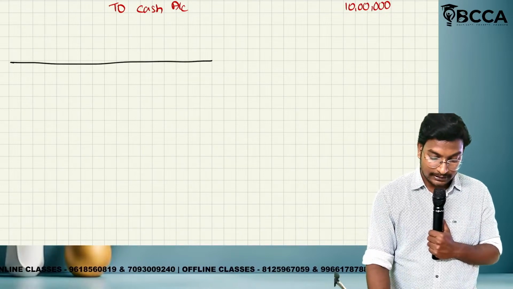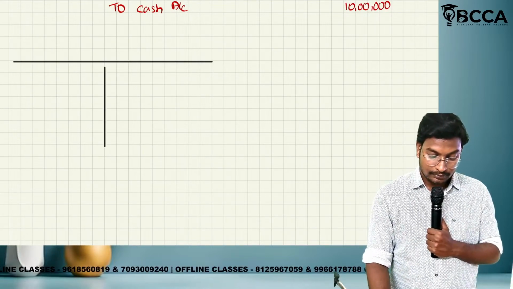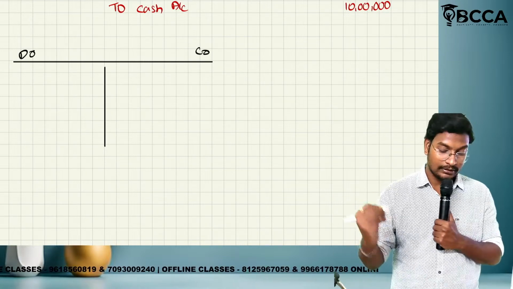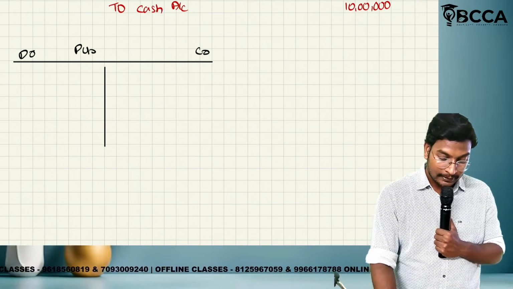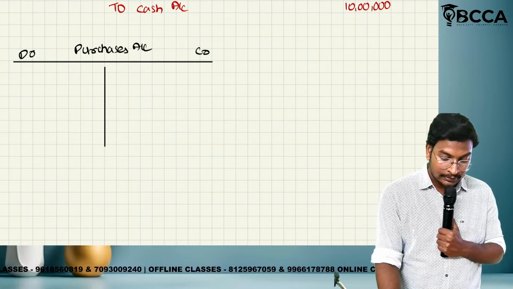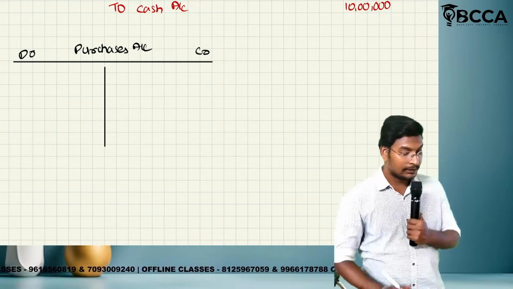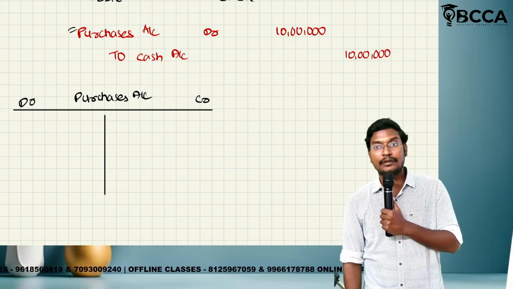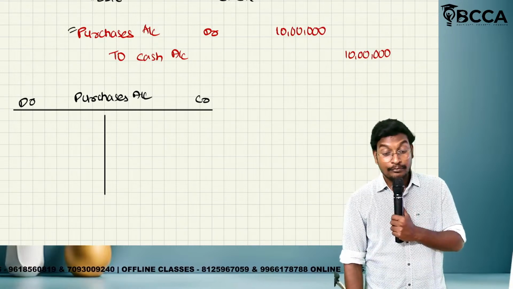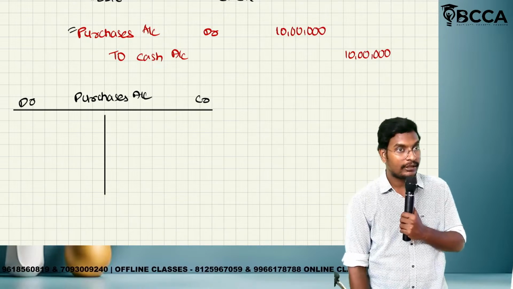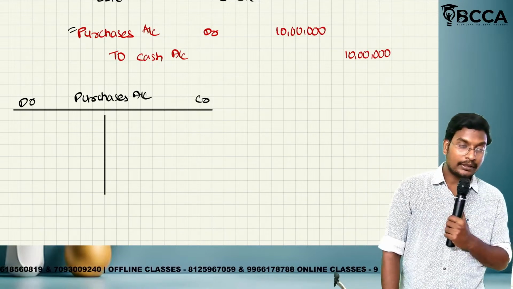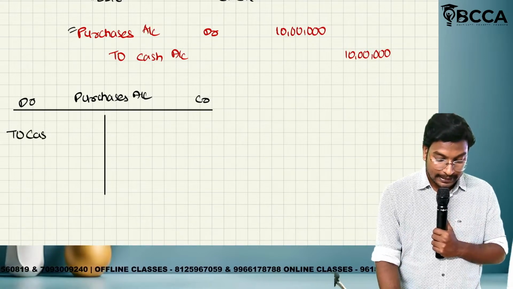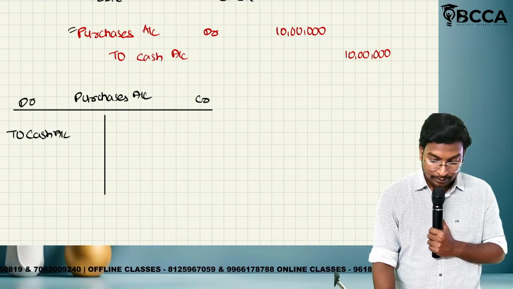So what is the format? Ledger, I am taking the T shape. Right hand side is the debit record. Left hand side is the credit record. Which account first of all do we need to take? Purchases account. Purchase is debited, so in the purchase account we record on the debit side with the credit account name. What is the credit account name? Cash. While recording on the debit side, we use the word To. So to cash account, the amount is 10 lakhs.